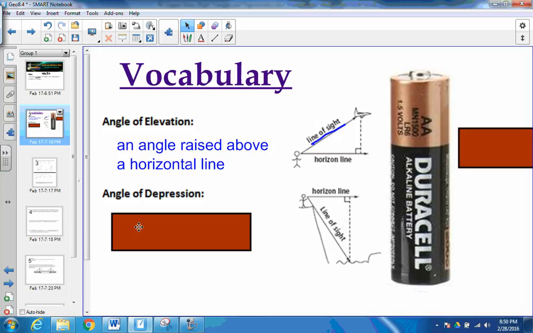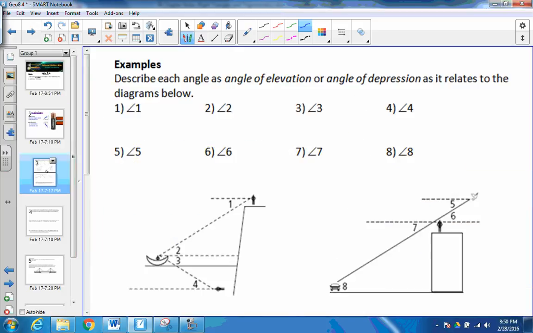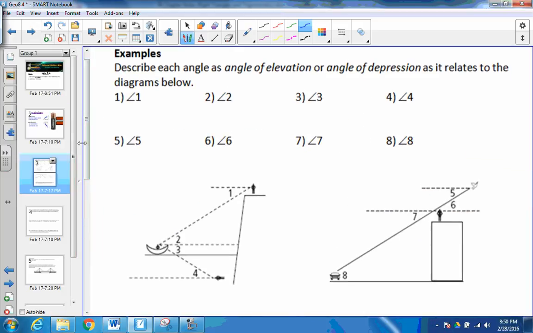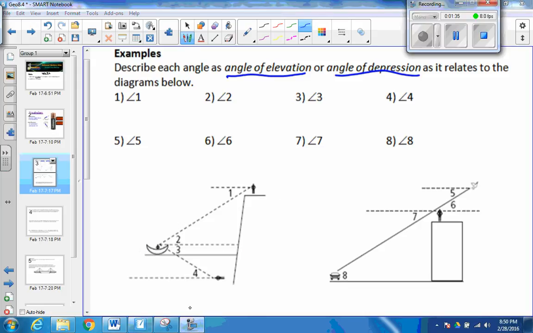An angle of depression would be just the opposite, an angle below a horizontal line. So this line of sight is below the horizontal line, so it is an angle of depression. So I'd like you to take a look at these eight. It says describe each angle as an angle of elevation or an angle of depression as it relates to the diagrams below. So I want you to take a look at the diagrams and try to answer each of those eight, and then I'll show you what I got for each of those eight. So I'm going to pause.